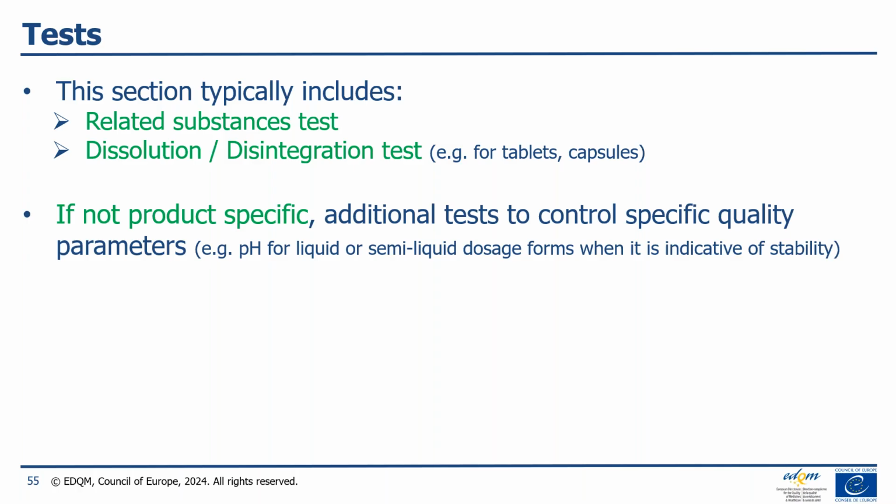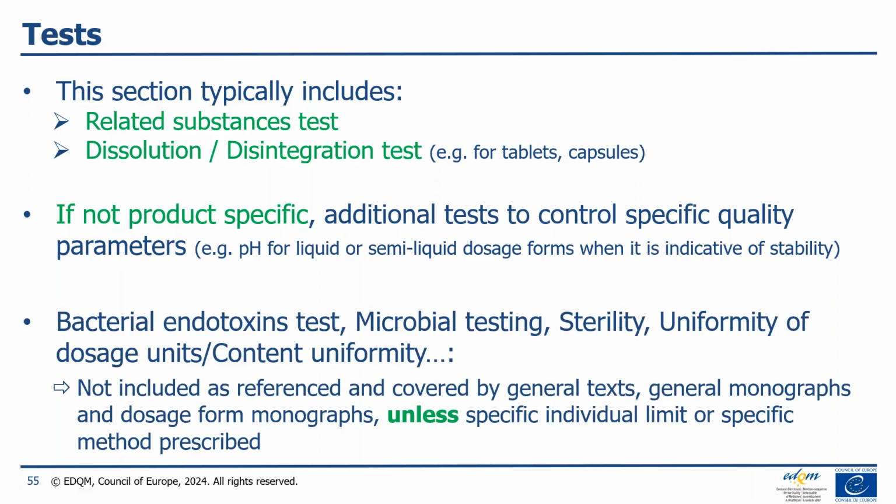If not product specific, additional tests to control specific quality parameters can also be included. For example, pH for liquid or semi-solid dosage forms when it's indication of their stability. Other tests such as bacterial endotoxin, microbial testing, uniformity of dosage units are not included because they are referenced and covered by general text, general monographs, and dosage form monographs. They are included only in individual monographs if a specific procedure, sample preparation, or a specific individual limit is required and has to be described.